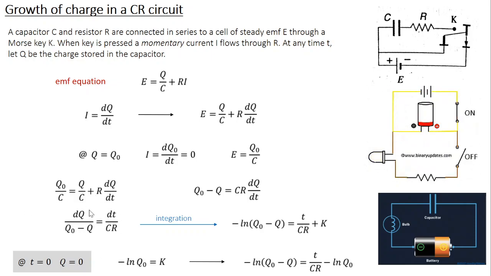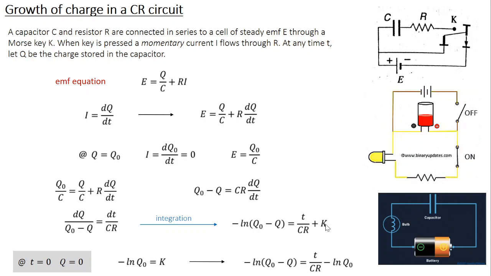You need to solve this. What do you do? Just integrate it once. So the integral of dq/(q0 − q) is −ln(q0 − q). Here you need to do a time integration. So the integral of dt equals t, and 1/CR is a constant. So you have t/CR. Since we are doing an indefinite integration, you have a constant of integration k.